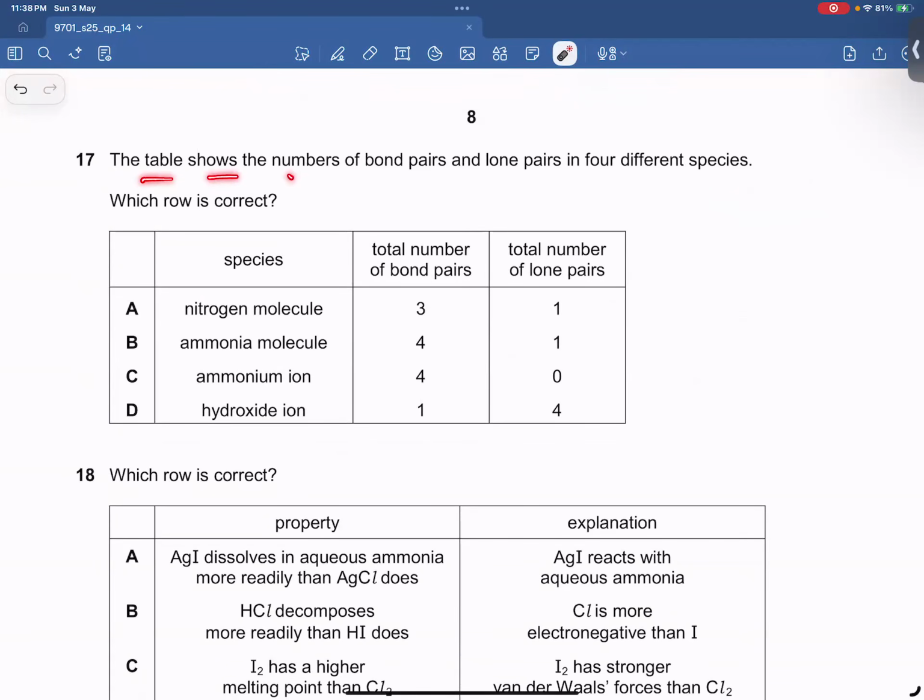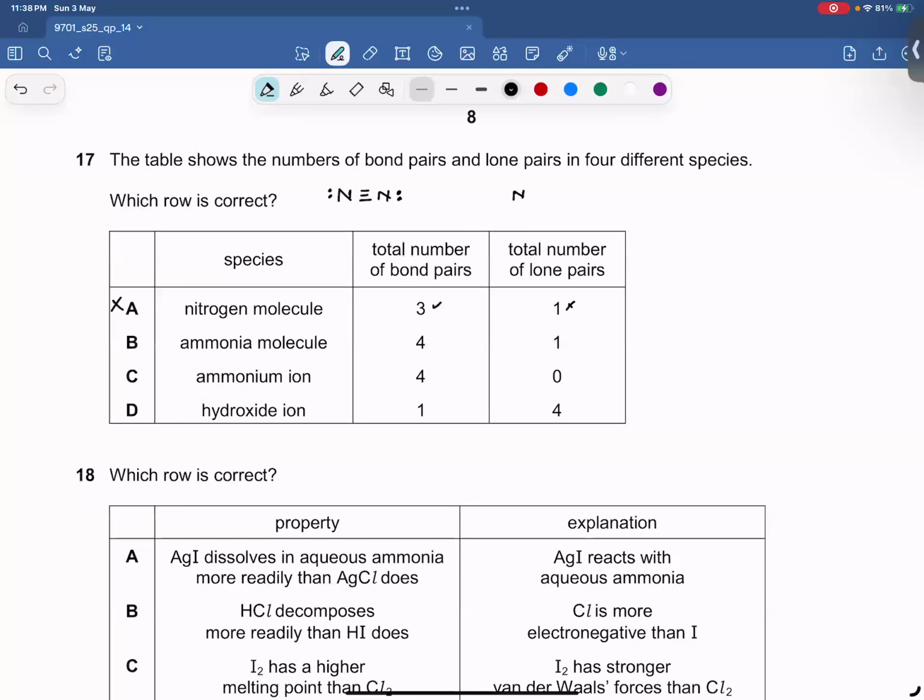The table shows the numbers of bond pairs and lone pairs in 4 different species. Nitrogen molecule exhibits a triple bond, so it has 3 bond pairs. That's true. 3 bond pairs means 3 covalent bonds. It has 1 lone pair here and another lone pair here. Technically, it has 2 lone pairs. Examiner is saying 1 lone pair, which means it is incorrect.